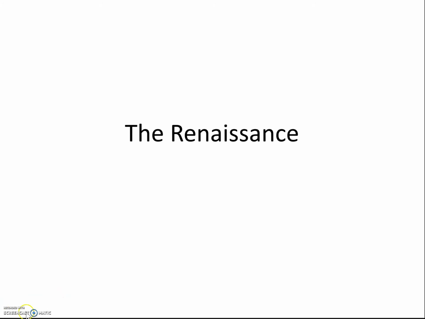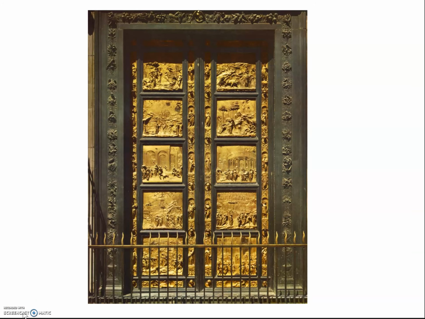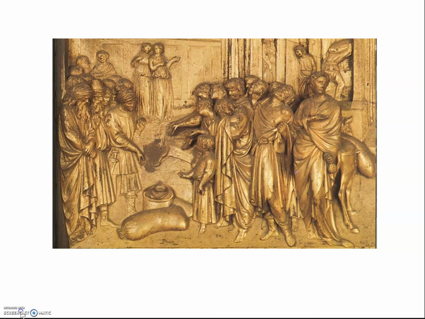And so, let's take a look at some of these pieces. This is a famous set of doors. These are the baptistry doors in Florence from about 1402 to 1423. They're bronze doors with gold leaf on the top. This is by an artist named Ghiberti, and he was pretty famous. And these are very shallow bas-relief sculptures and quite exquisite.